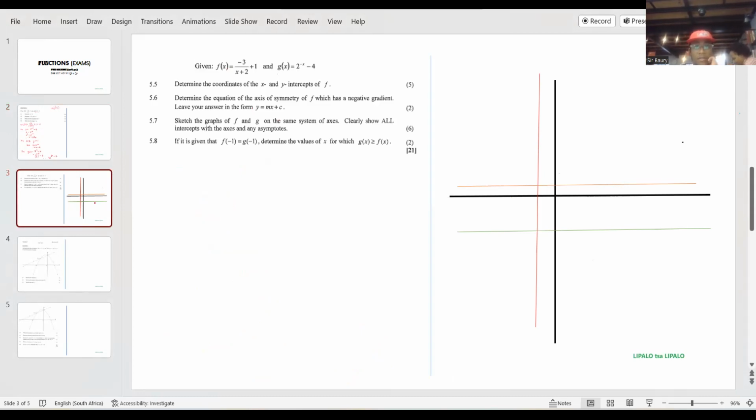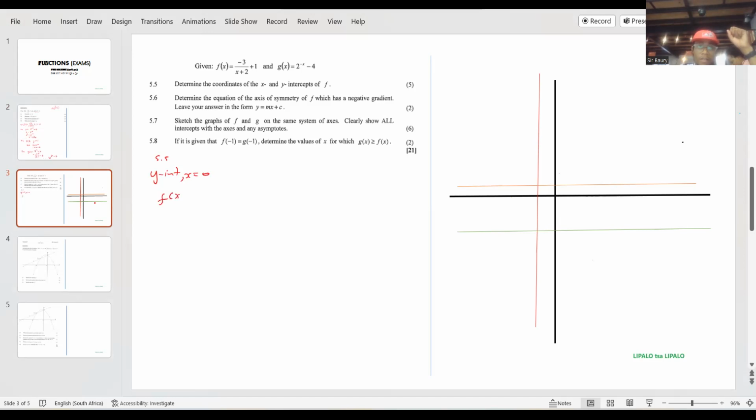Then let's get to the next question. X-intercepts and y-intercepts of f. A lot of you get excited when you get these types of questions because it's easy. But you need to relax. You need to calm down, otherwise you're going to make mistakes. So I'll start with the y-intercept. For the y-intercept, x is equal to 0.